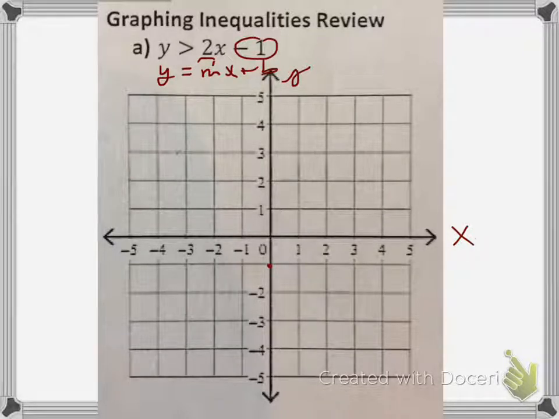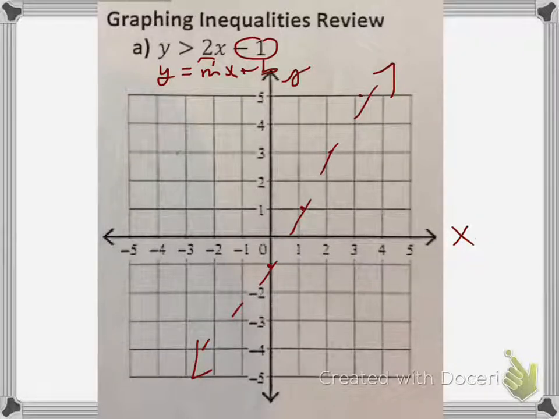So from that point, I rise 2 and I run 1. I rise 2 and I run 1. And my line is going to go through those ordered pairs. Remembering though, we said this is going to be a dotted line because the equal to sign is missing. So just do the best you can. I know when I draw dotted lines, they're not anywhere close to straight, but just do the best you can.